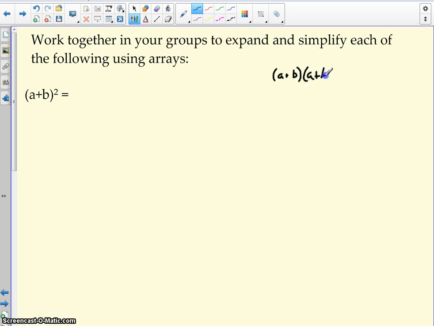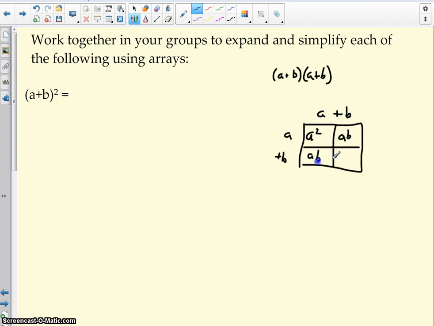So if you use an array, you can expand everything out. So a times a is a squared, a times b is ab. We have b times a, that's another ab, and here we have b squared. So that particular one gives us a squared plus 2ab plus b squared.